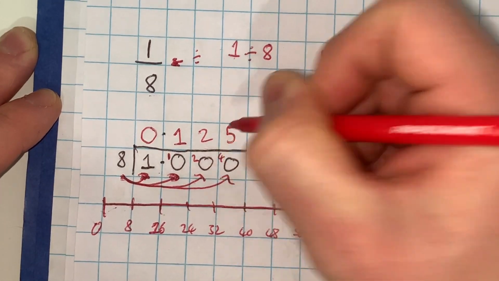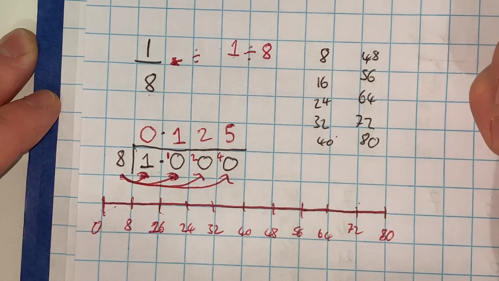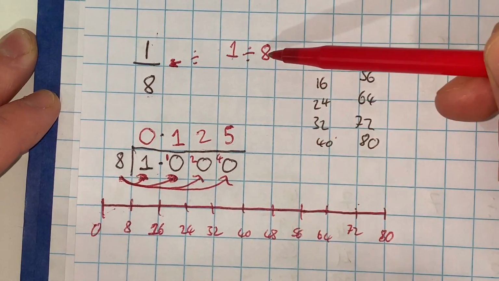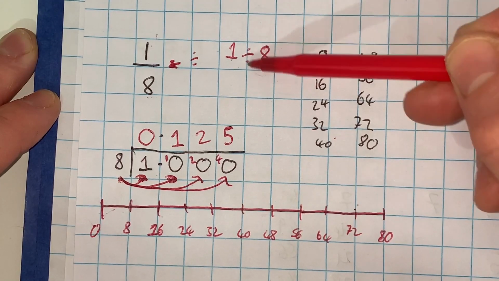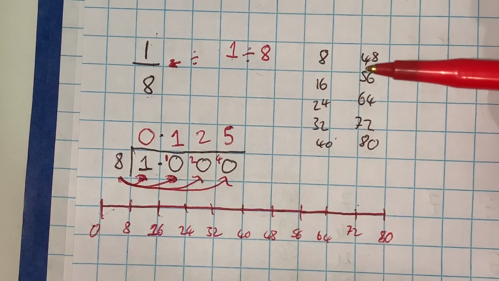So if the question was write 1 over 8 as a decimal, it's currently a fraction, you could simply do 1 divided by 8, but make sure the number on the bottom of the fraction is the one which goes on the outside of your bus stop. So it would be 0.125.